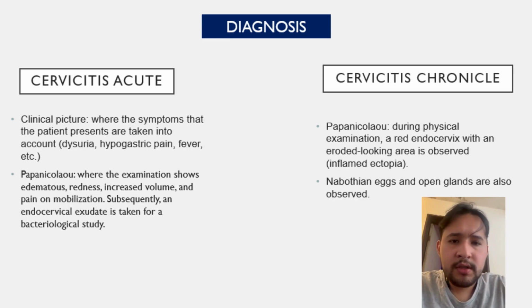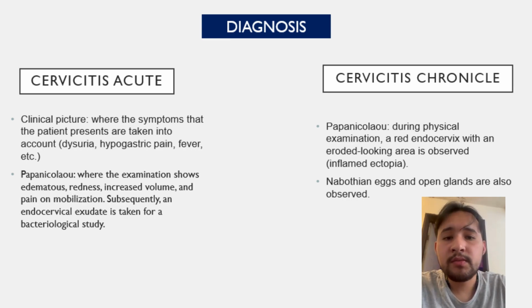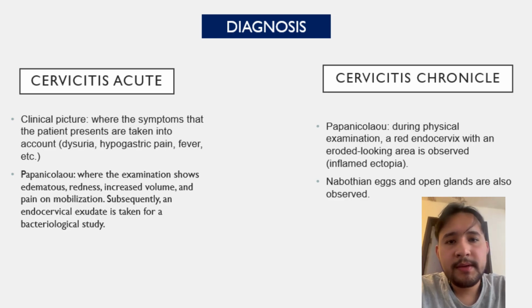Diagnosis of chronic cervicitis. Pap smear: during physical examination, a red endocervix with an eroded-looking area is observed, inflamed ectopia. Nabothian cysts, an open gland, are also observed.